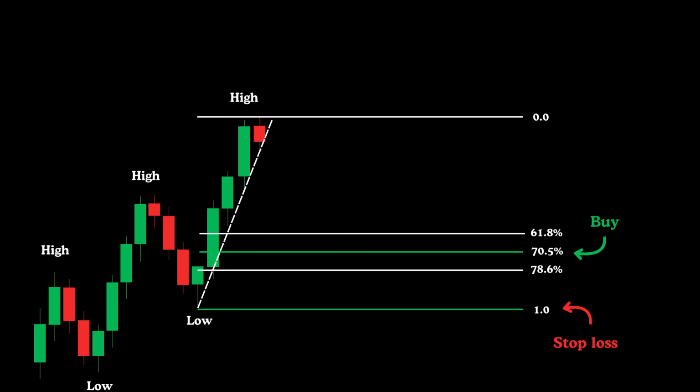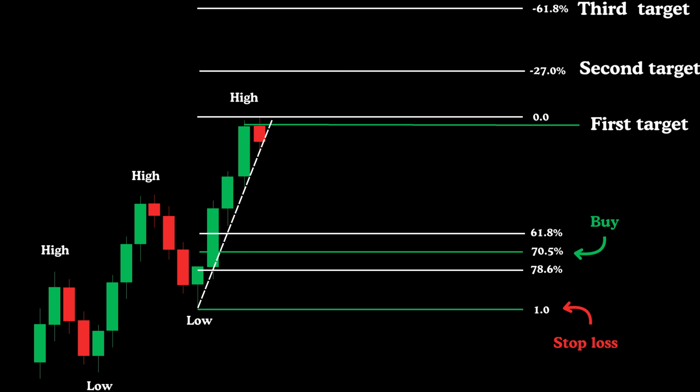The final step is trade management and setting targets. We know that when the price reaches this area, it may face resistance and could reverse lower. Therefore, our first target is set just before this level, which could align with the close of the highest candle. For the second and third targets, we aim for the 276% and 161.8% Fibonacci extension levels.